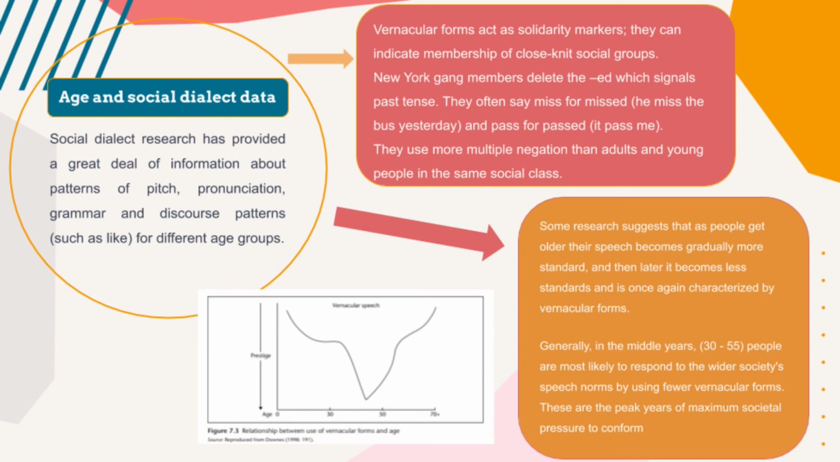Some research suggests that as people get older, their speech becomes gradually more standard, and then later it becomes less standard and is once again characterized by vernacular forms. Generally, in the middle years, 30 until 55, people are most likely to respond to wider society's speech norms by using fewer vernacular forms. These are the peak years of maximum societal pressure to conform.